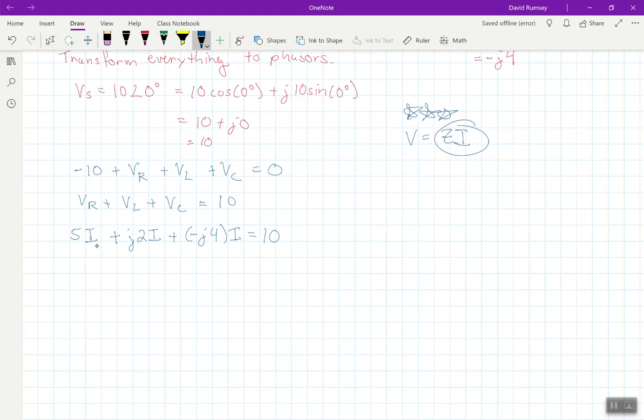Now, all I have to do is factor out this I and combine some like terms, and I'd have 5 minus J2 times I equals 10. And so I is equal to 10 divided by 5 minus J2. And now this is where, again, it's useful to have a calculator that can do complex numbers for us.